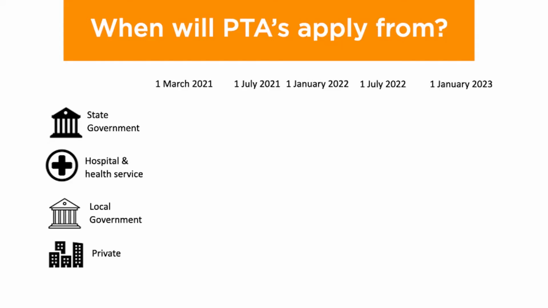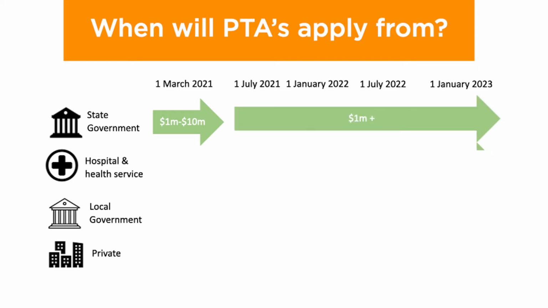Condition 1 and 2 refer to the contracting party and the contracting price for a relevant phase. To see if these conditions apply to your contract, we need to work through the various implementation phases. The first phase of the framework has already commenced and now applies to state government contracts over $1 million. From the 1st of July 2021, the framework was further expanded to include eligible contracts for hospital and health services, also with a contract value over $1 million.